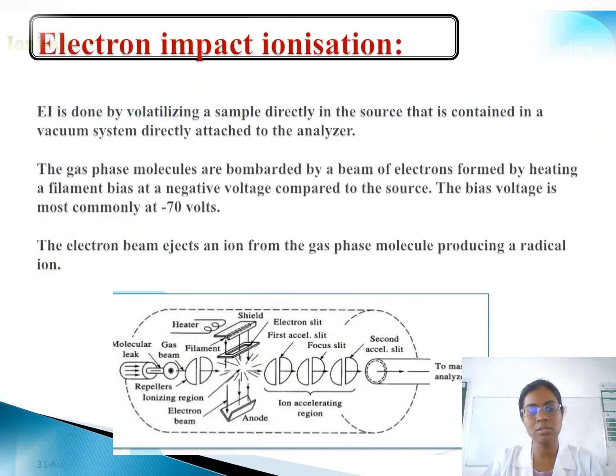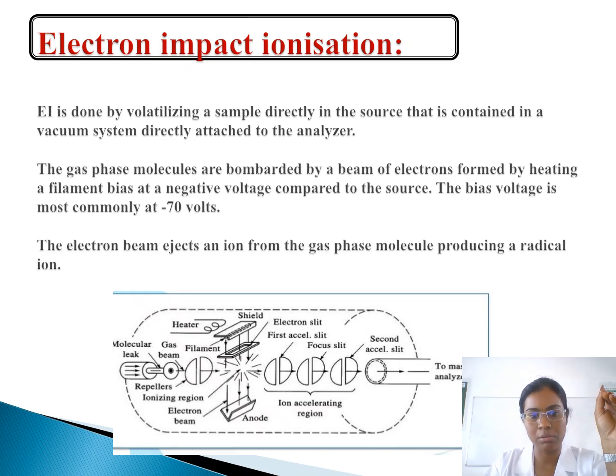The first one is electron impact ionization. Electron impact ionization is done by volatilizing a sample and directing it into the source, contained in the vacuum system. These are directly attached to the analyzer.